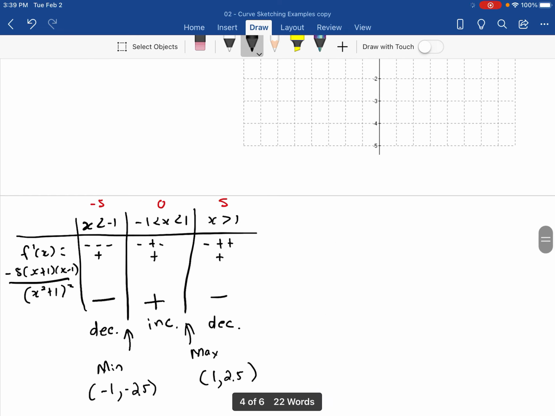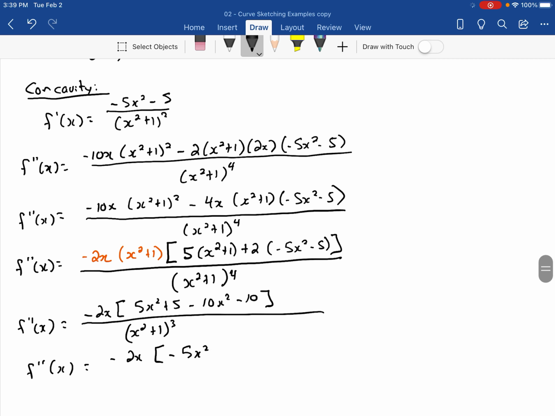But I'm noticing that down here, because this was a negative 5x squared plus 5 here, that's a negative 5x squared plus 5 there. Plus 5, plus 5, plus 10, and I get a plus 15.